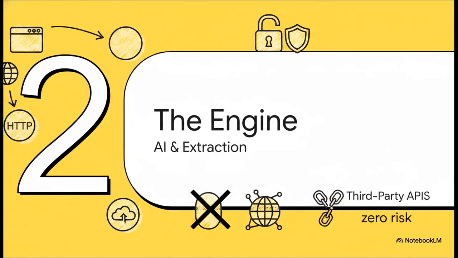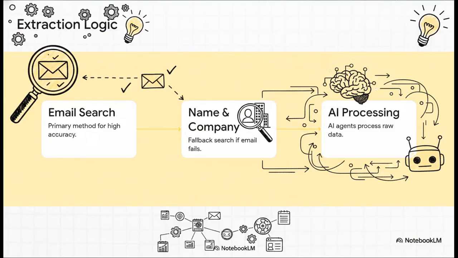Moving on to Section 2, the engine, extraction and AI processing. Now, what's really interesting about this slide is how we safely extract data. To ensure we get the absolute most out of this engine without risking personal LinkedIn account bans, because nobody wants that, the system safely uses third-party APIs with a progressive fallback logic.